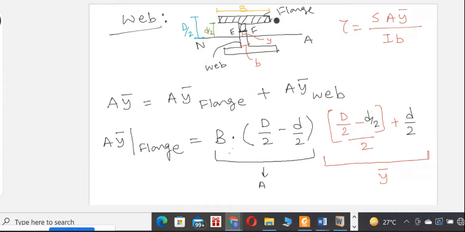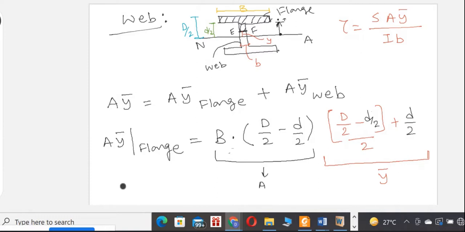So capital D by 2 minus small d by 2, and in between will come our centroid part. So the centroid will be there, and from that the d by 2 is the distance and then the centroidal part. So here we will go first at d by 2 and then we will go to the centroidal part. Okay, so that's how we are getting this.